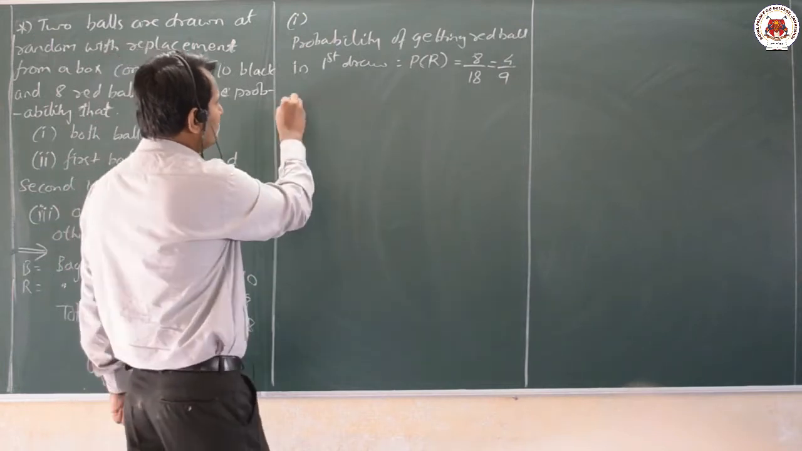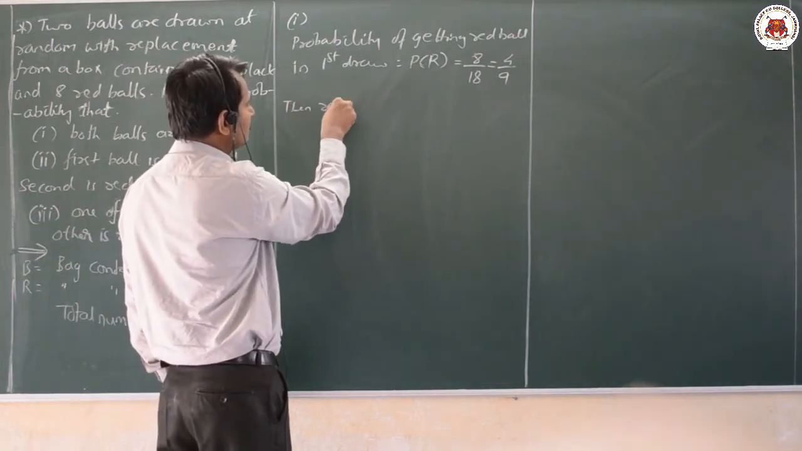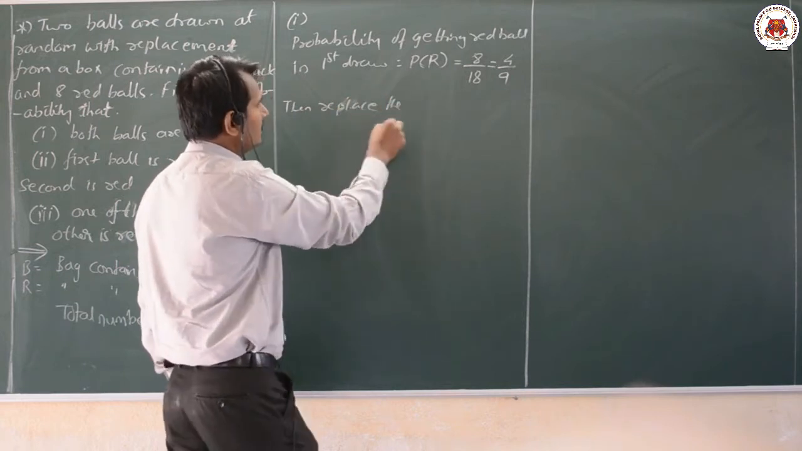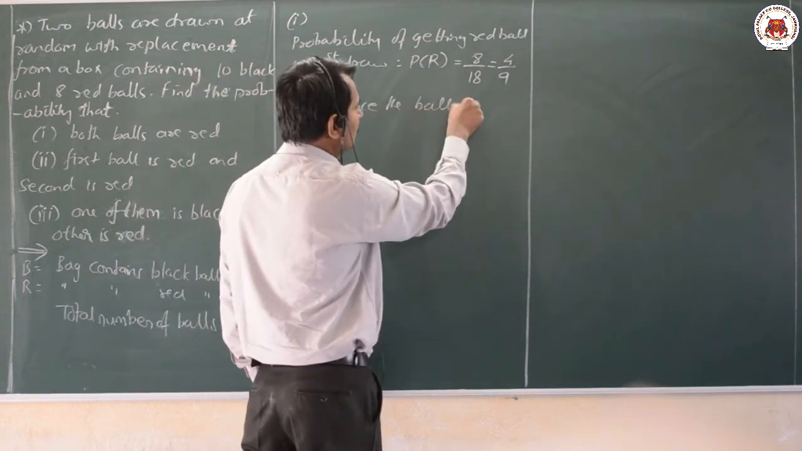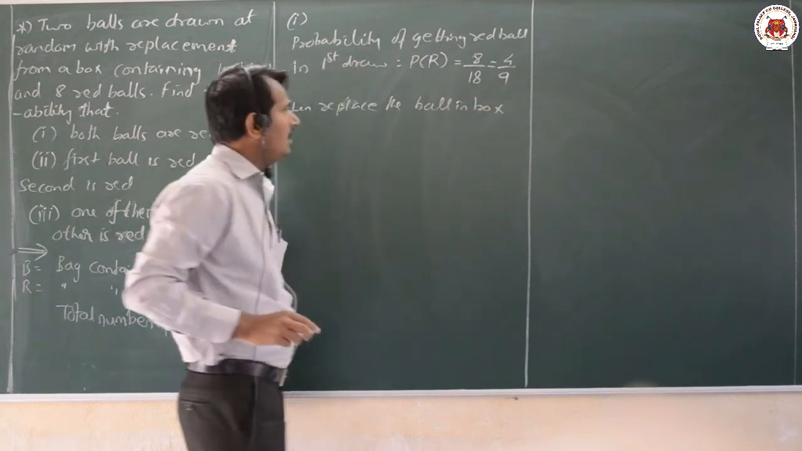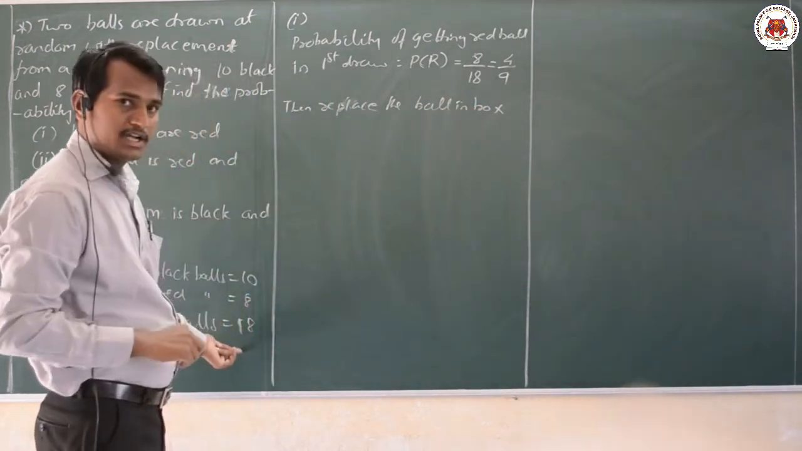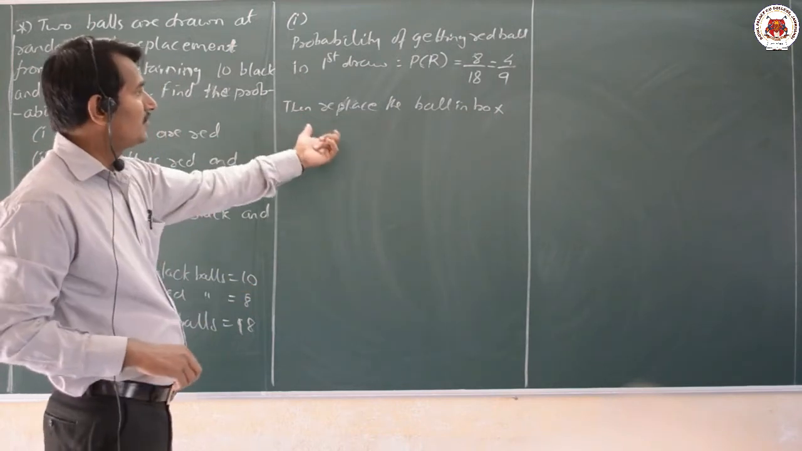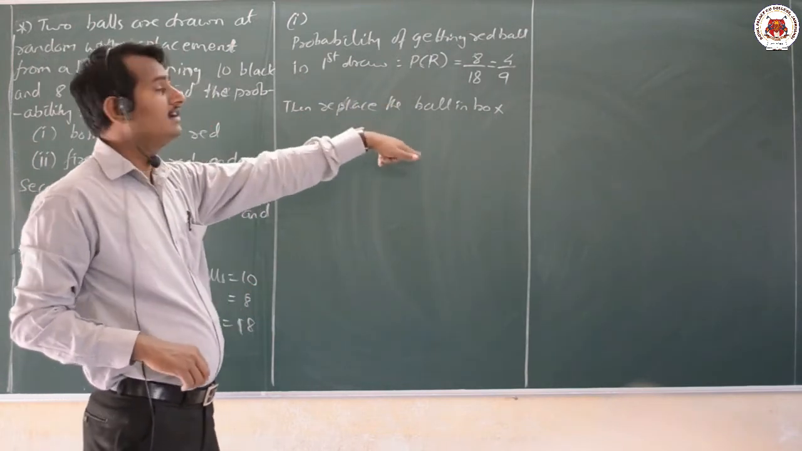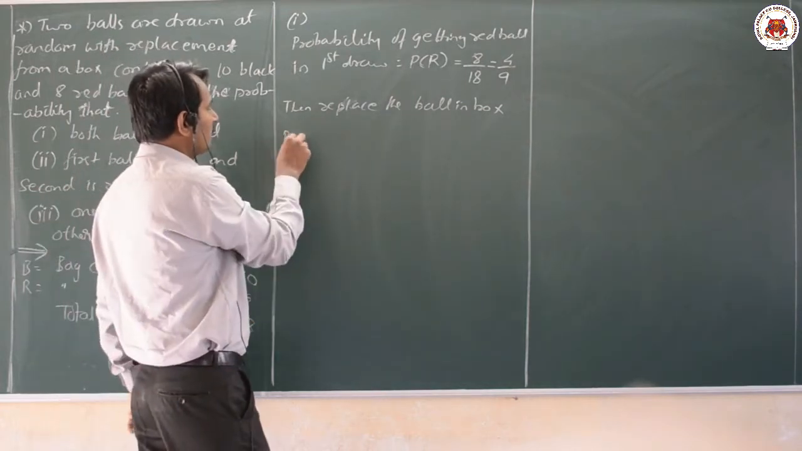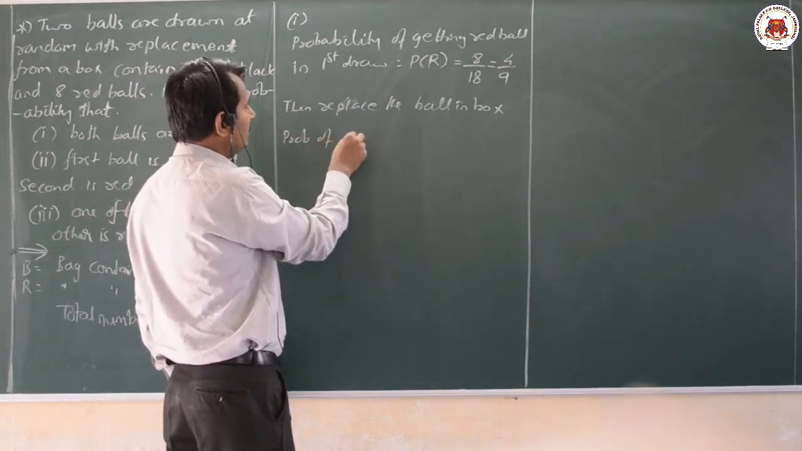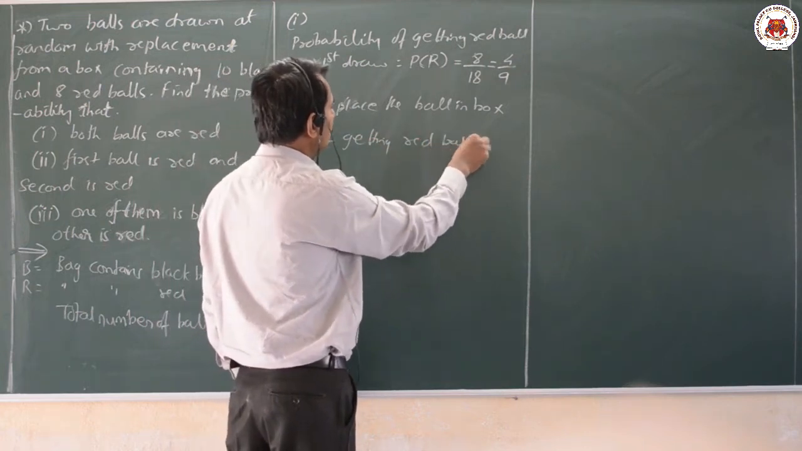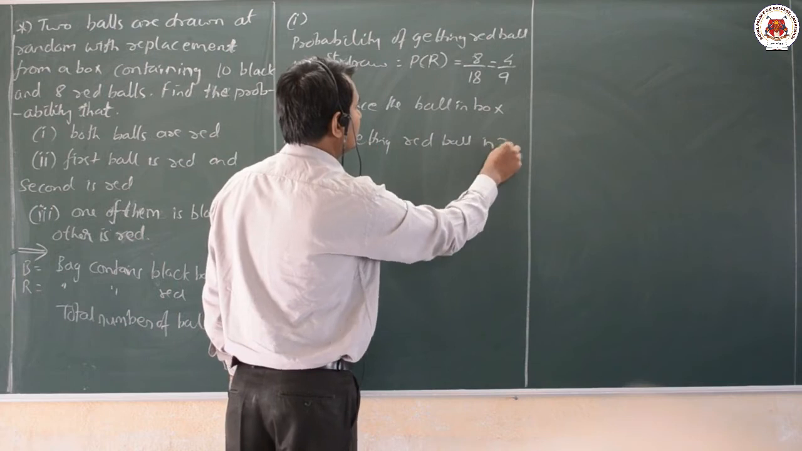Now replace the ball in the box. That means the box again contains 18 balls in total, 10 black and 8 red. Now we shall start with the probability of choosing a second red ball, that is, the probability of getting a red ball in the second draw.